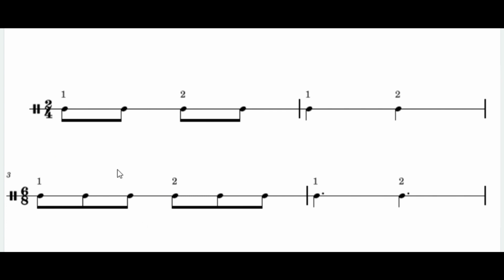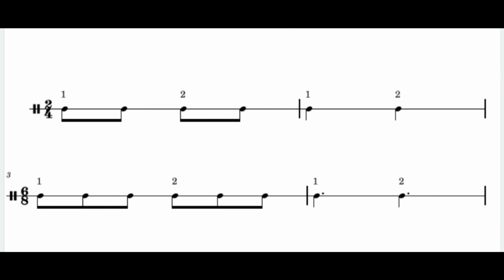Grouping these notes, as we said last week, we group them according to count. So you'll group the two. If you have quarter notes, you're going to group count one together and count two. And for the compound time, you'll group all the notes that are in beat one together and the notes in beat two all together. So it's in groups of threes.